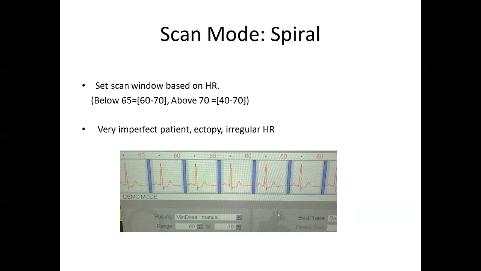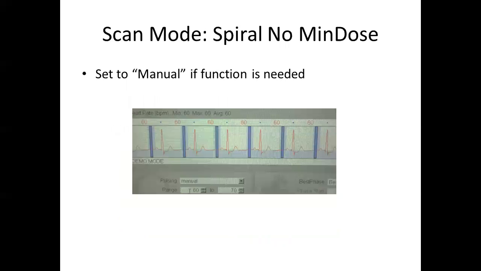Okay, and then we'll usually open up. So usually we'll say just open it up in spiral, and then the tech knows what to do. And this is where you have the most information that's been gathered and a better chance at getting all the coronary segments. Questions about scan modes?